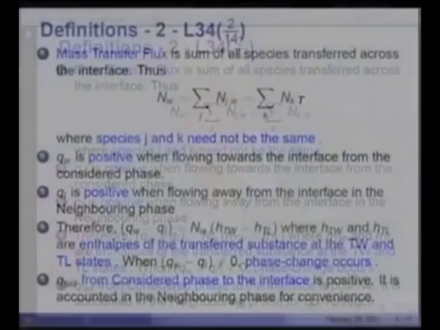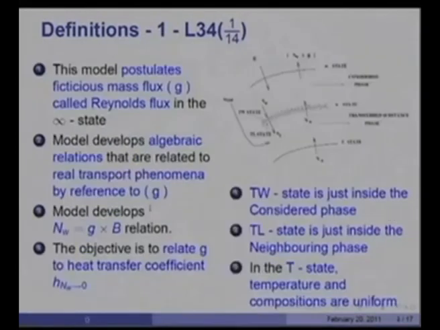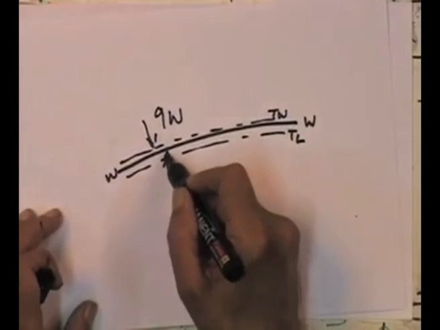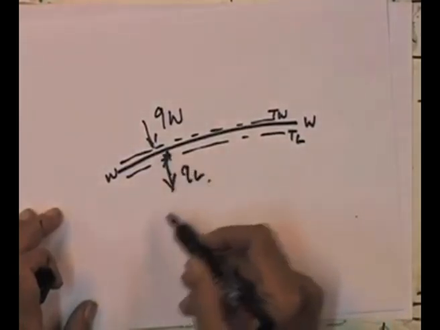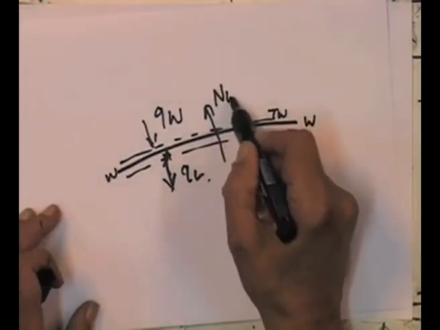We say QW is positive when flowing towards the interface from the considered phase, and QL is positive when flowing away from the interface in the neighboring phase. So, in other words, in this figure both QW and QL are shown in the positive direction. If I now draw an interface, say WW, and let us say this is TW and this is TL, there is QW here and QL in this direction, then the mass transfer flux is passing like this, NW.